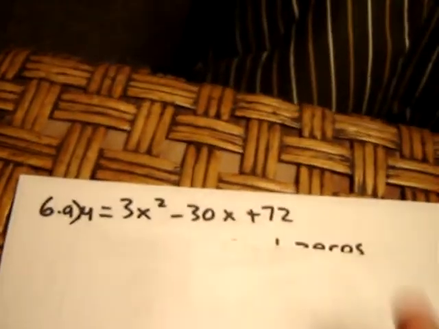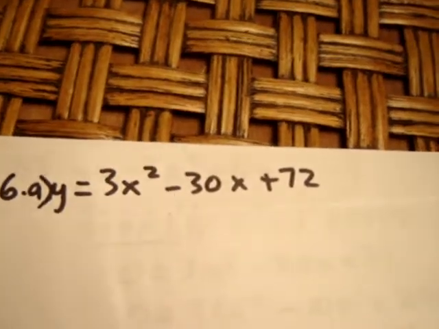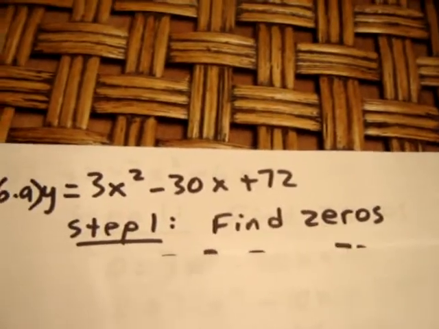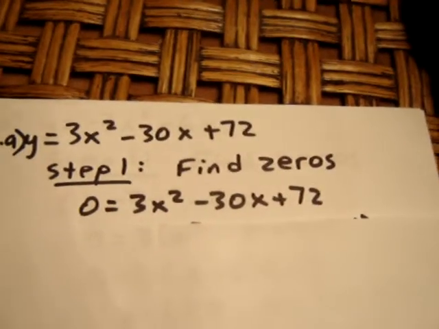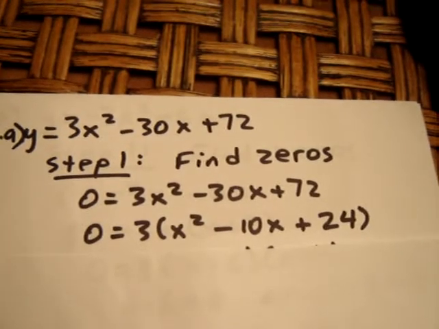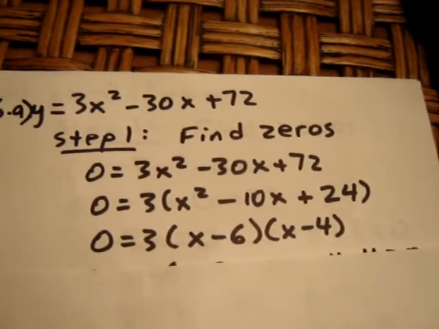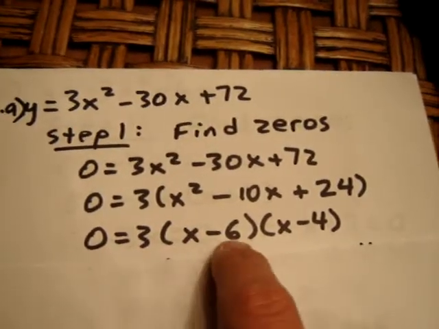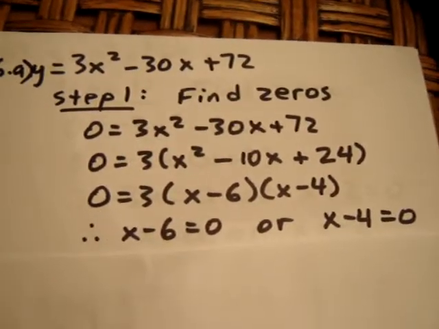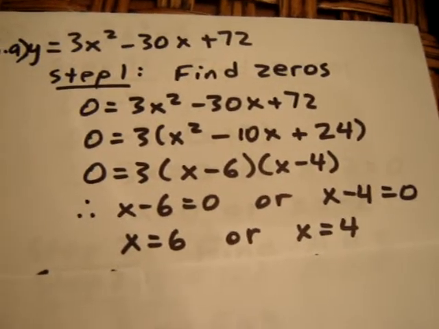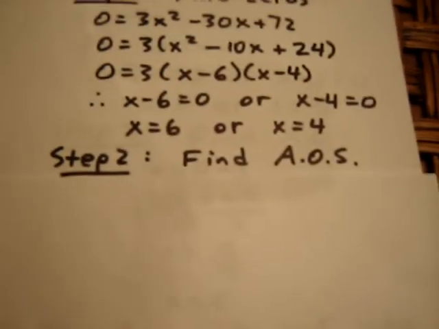This first one, y equals 3x squared minus 30x plus 72. Well, our first step is to find the zeros. Step 1, find zeros. We let 0 equal 3x squared minus 30x plus 72. Common factor out the 3. Trinomial factor what's left in the bracket. And we get that 0 has to equal 3 times this factor times this factor. So either x minus 6 is 0 or x minus 4 is 0, which means x is either 6 or x is 4.